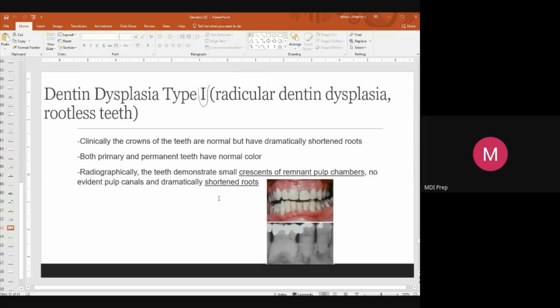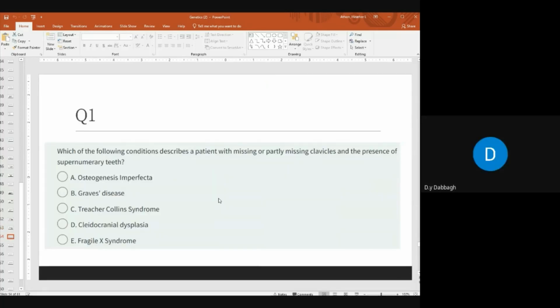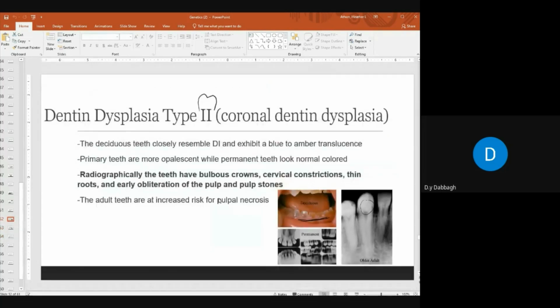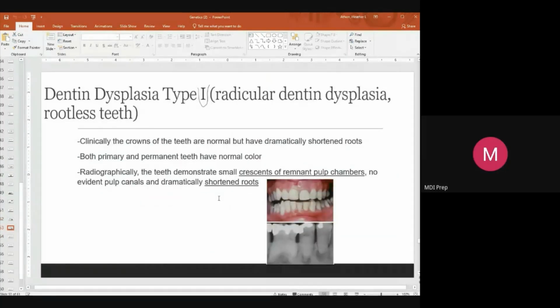Which one of them has a chevron pulp? Type 1. Type 1. Okay. Yeah, so the chevron is also like this crescent shape. So like on the bottom picture, it's kind of like almost shaped like an arrow a little bit.